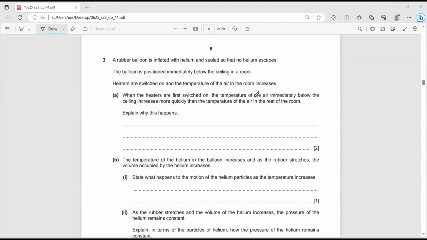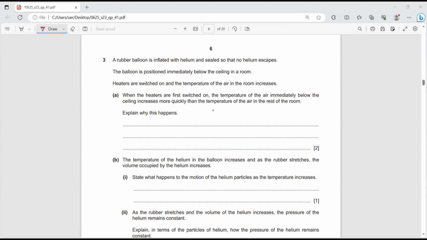Temperature below the ceiling? Because of where you place your heater? You place it below, okay, so it will heat the air at the bottom first. Convection also. So you mean below the ceiling, right there only? Yeah, below the ceiling increases more quickly. Oh, yeah, below the ceiling only.